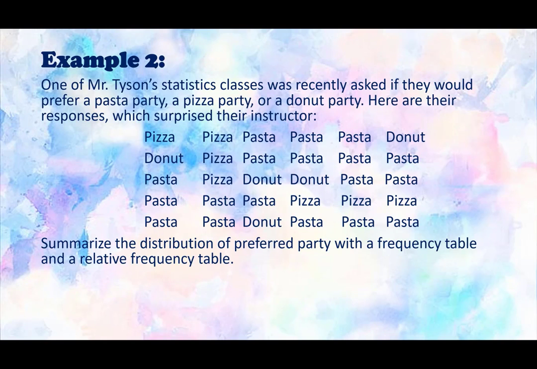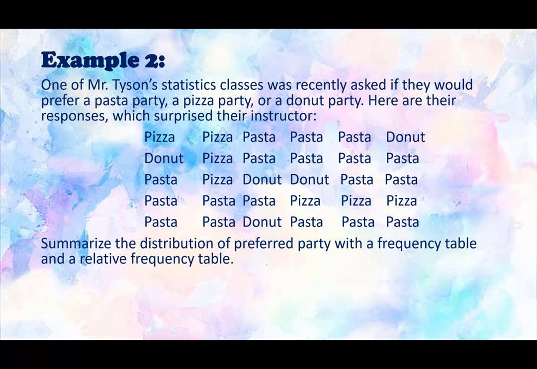So there are 30 students here, and there are their answers to the question of how they wanted the party. So we have summarized the distribution of preferred party with a frequency table and a relative frequency table. Okay, so the first thing we're going to do here, I'm going to use the right mouse, is we're going to make a frequency table.